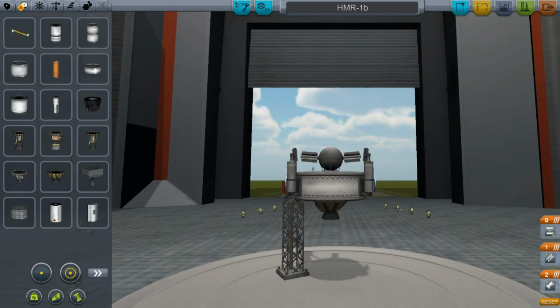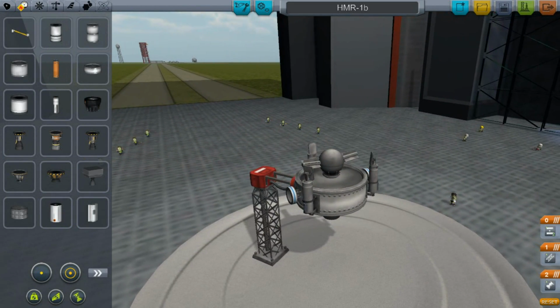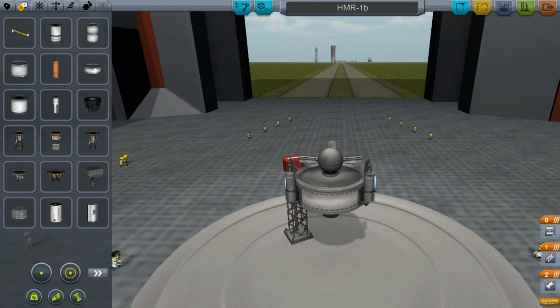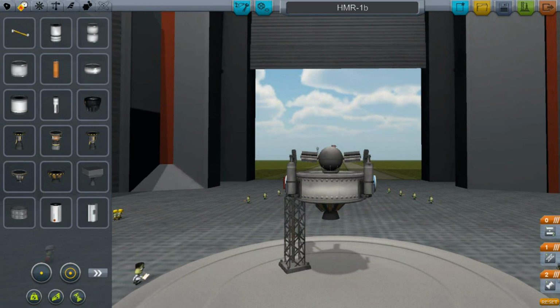So you may recognize our heavy metal robot probe from the first episode. This is 1 Bravo. We've just added a couple of stack separators, and we're going to test a free fall of those objects from an altitude of 80 kilometers over Kerbin.